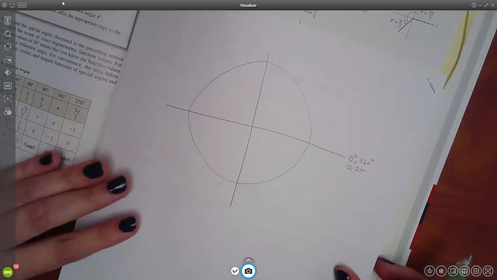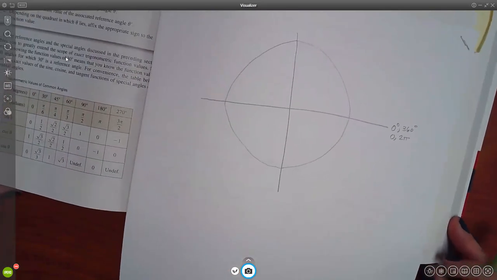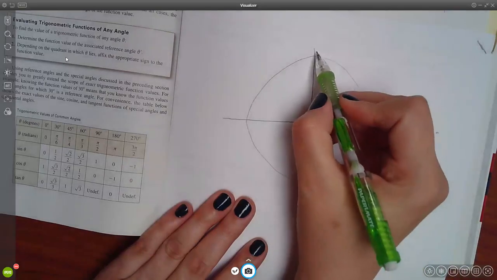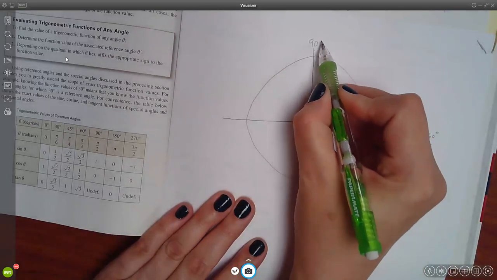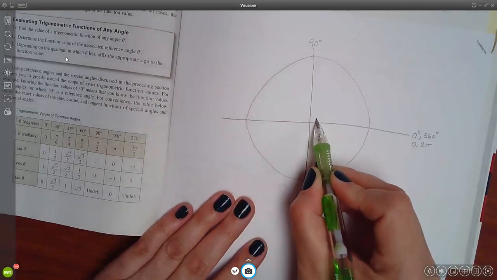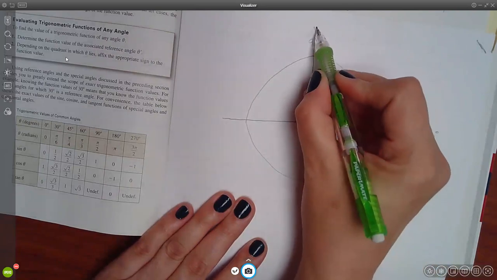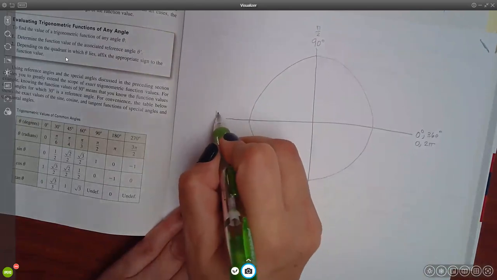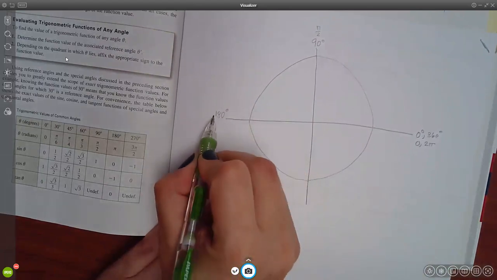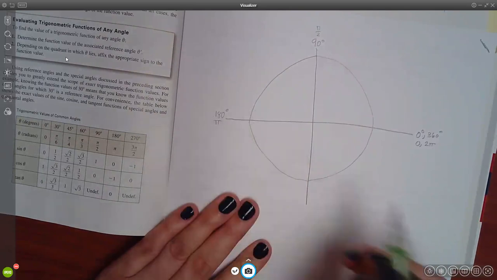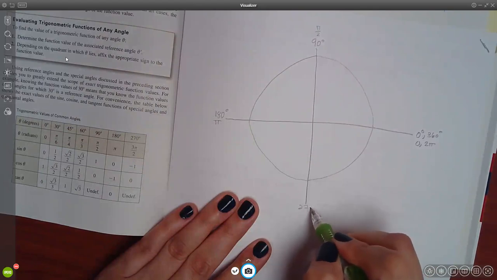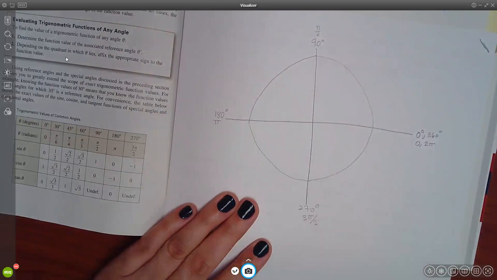We also know that this one is 90 degrees, right? This is a 90 degree angle, or pi over two in radians. We know over here is 180 degrees, which is the same as pi. And over here is 270 degrees, which is the same as 3 pi over 2.